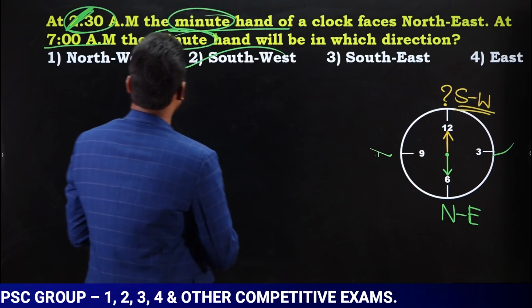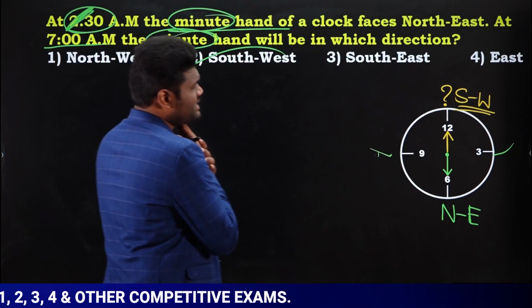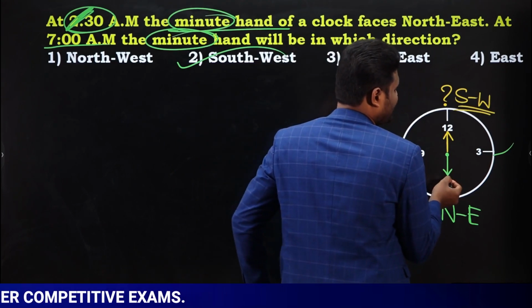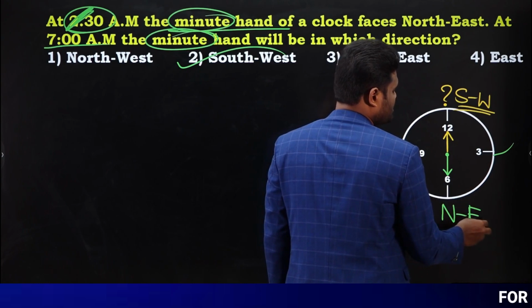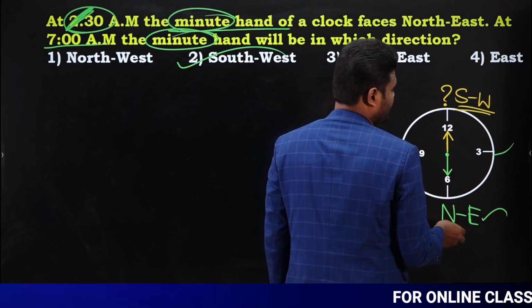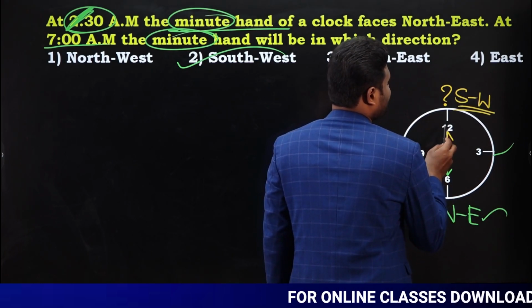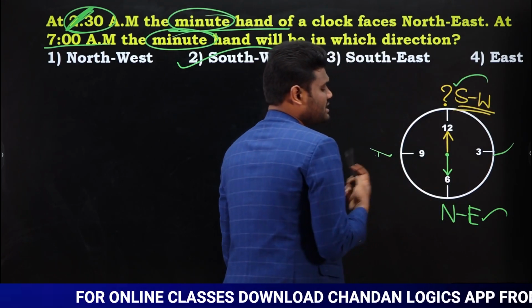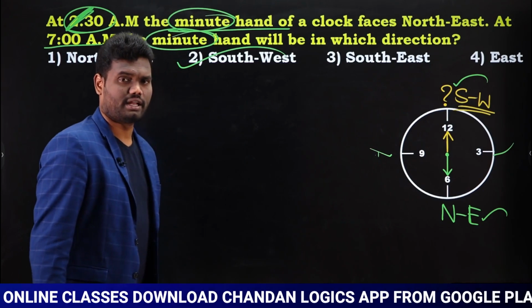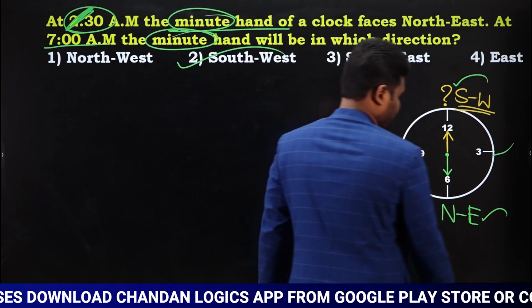In the question it is clearly said that at 2:30 the minute hand is going to face towards northeast. So 2:30 means the minute hand is going to face towards 6. When the minute hand is facing 6, this is nothing but the northeast direction. At 7 a.m., the minute hand should face towards 12. Now what is this direction? This direction is nothing but the southwest direction. Is that clear? Very simple.